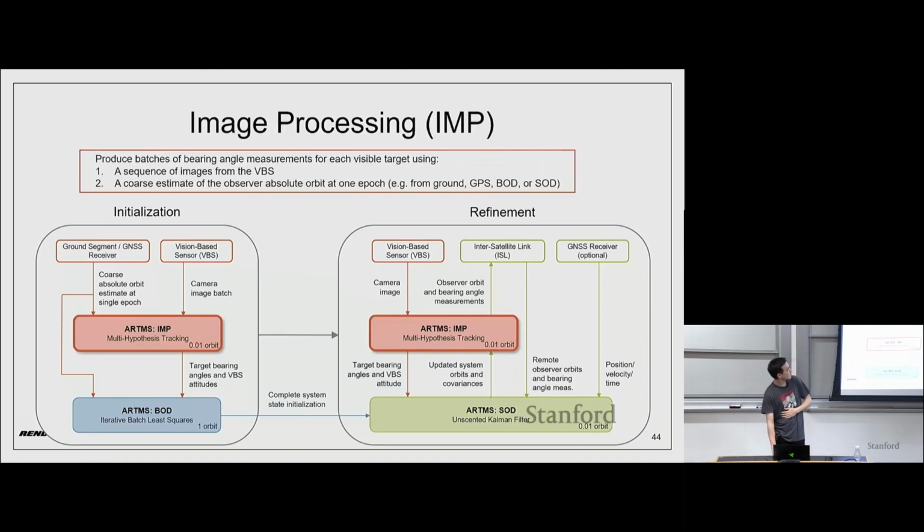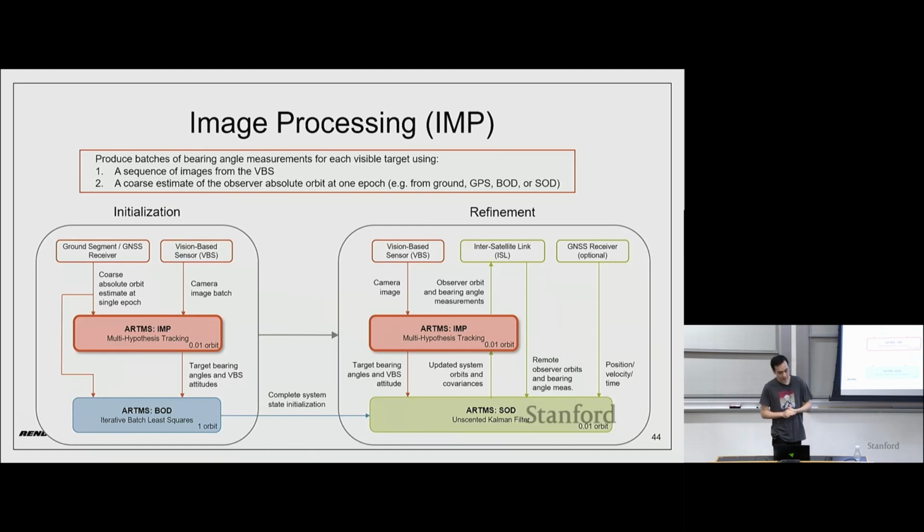So let's, I guess, start with image processing. The goal is to produce batches of bearing angles to each visible target using a sequence of images from the onboard camera, as well as a coarse estimate of the observer's orbit at one epoch. So we need some kind of rough idea of the observer's orbit, but we don't need extended orbit information over time.